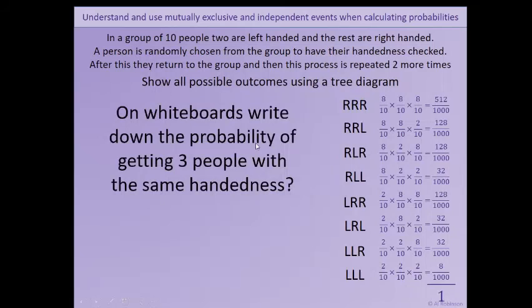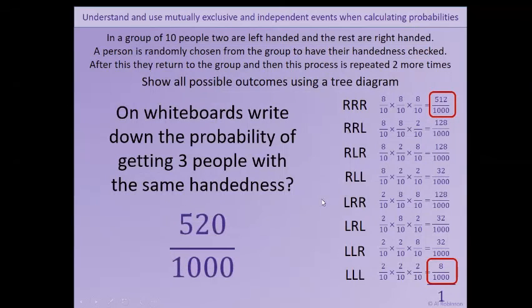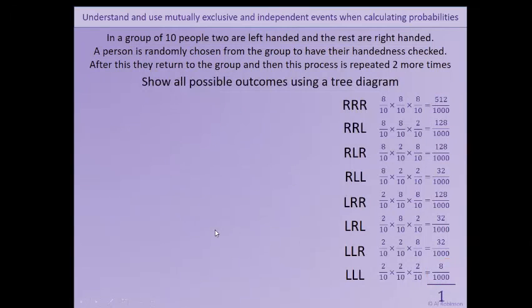So, on whiteboards, write down the probability of getting 3 people with the same handedness. So that could be right, right, right, or left, left, left. So in this case, you add those probabilities. So 512 plus 8, okay? So that gives me 520 over 1,000, which you can then cancel down.